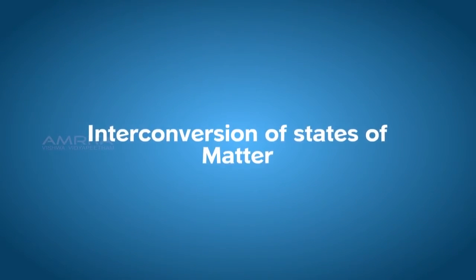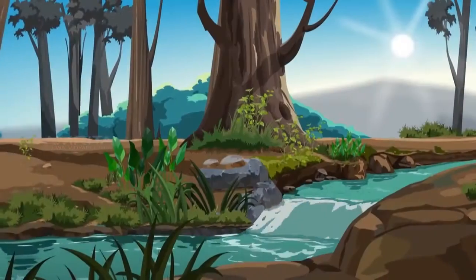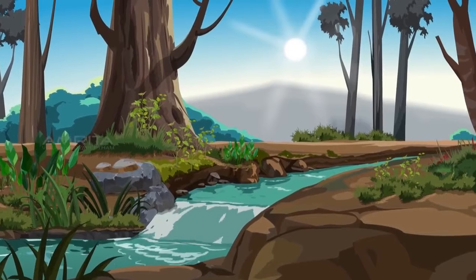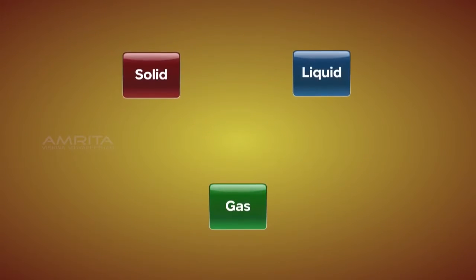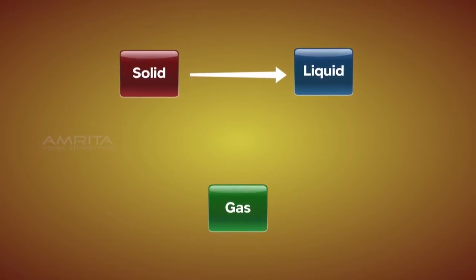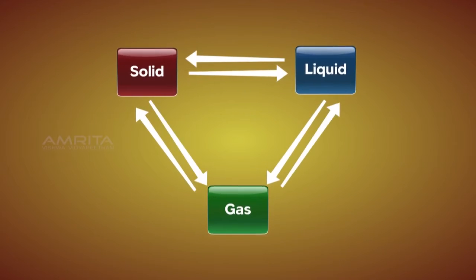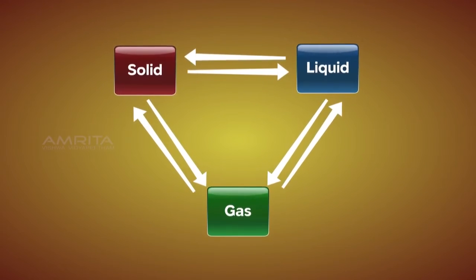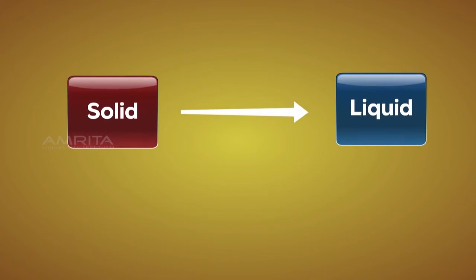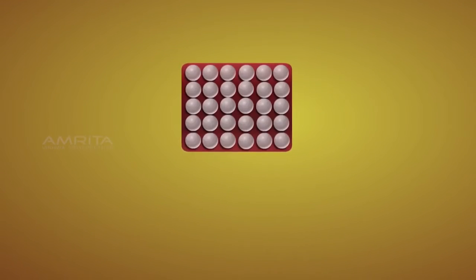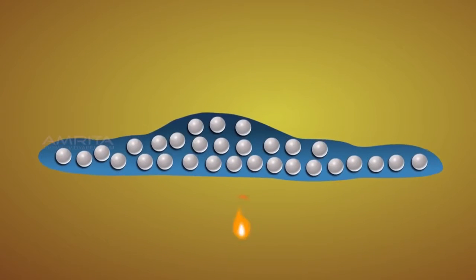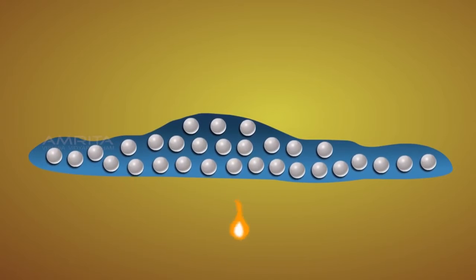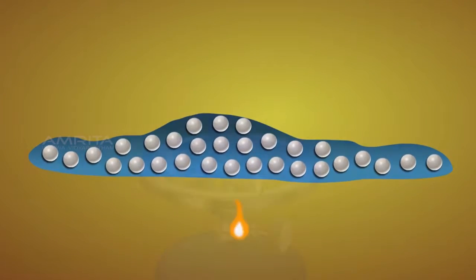Interconversion of states of matter. Matter around us exists in the solid, liquid, and gaseous state. The state of matter changes from solid to liquid, liquid to gas, or a combination of these. A solid changes its state to liquid by melting. Upon heating solids, the space between the particles increases and the particles move freely to form liquid.